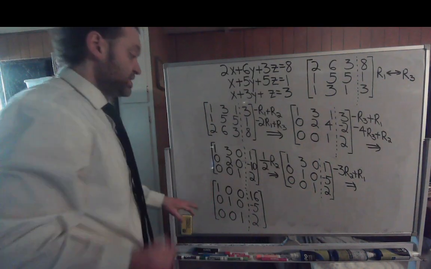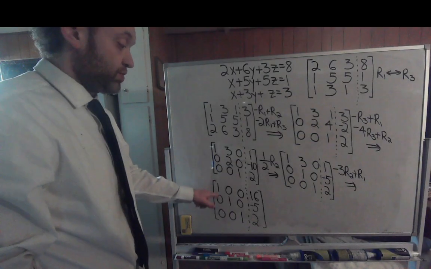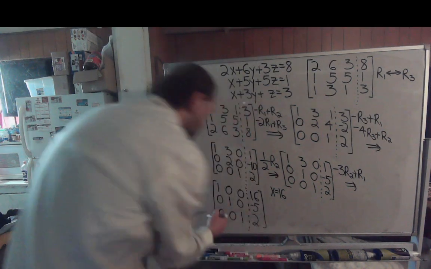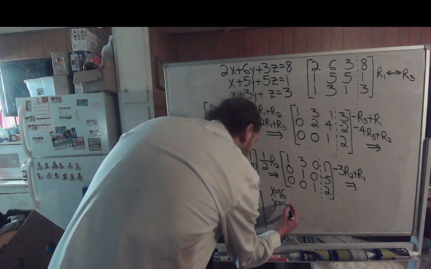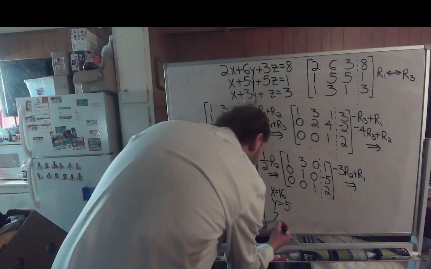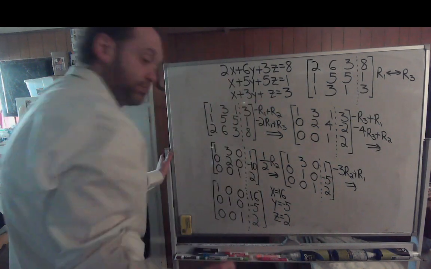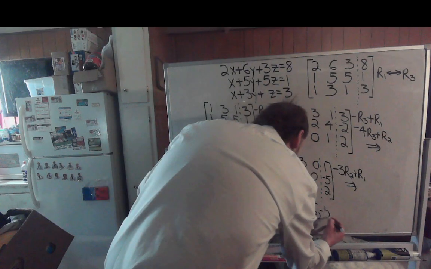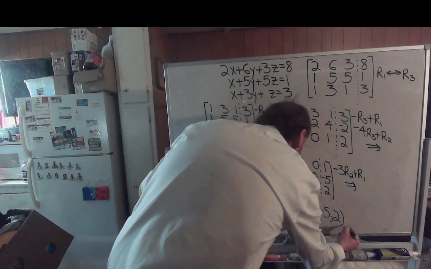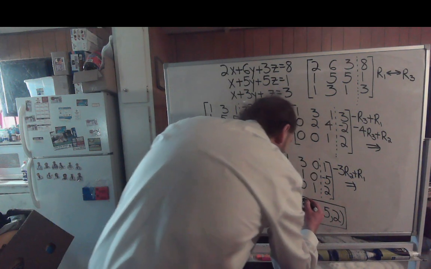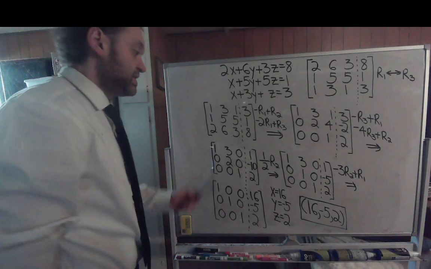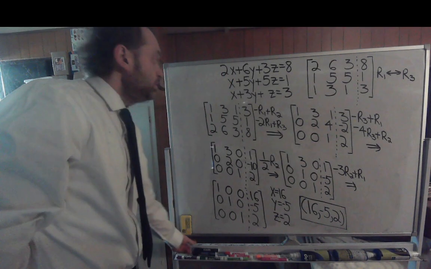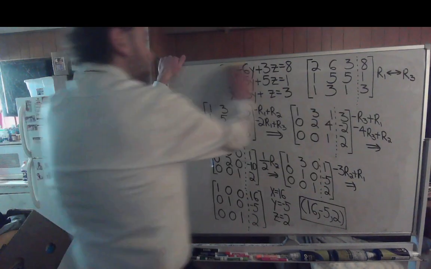So now this matrix is in reduced row echelon form, which tells you directly that x equals 16, y equals negative 5, and z equals 2. So the ordered triple that's going to be the solution to this system of equations would be 16, negative 5, 2. So there's the ordered triple. That's the solution of this system: positive 16, negative 5, and 2. 4 more problems.